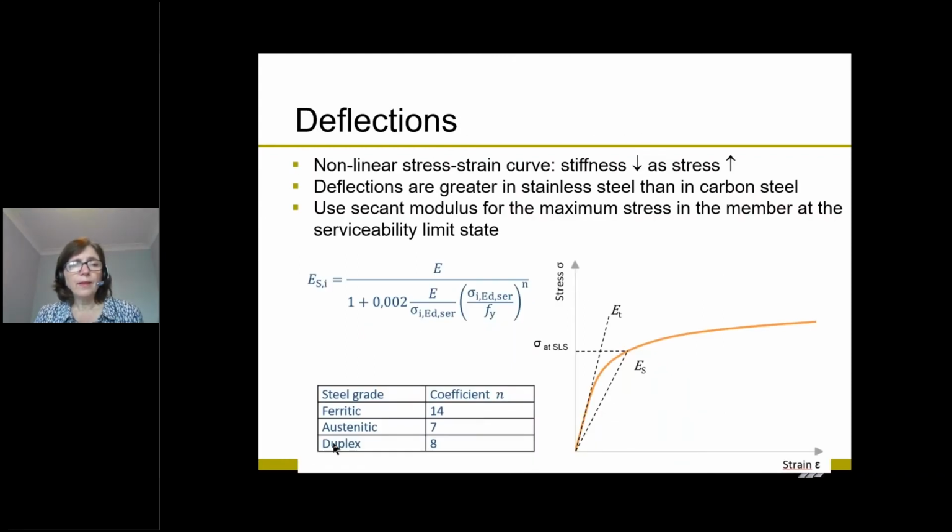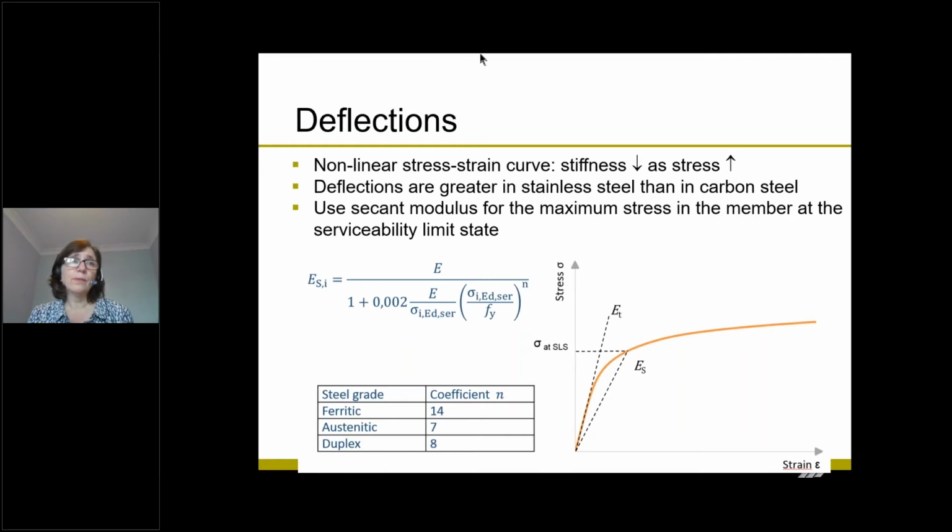Now you're probably thinking about deflections given the shape of the stress strain curve. And yes, because the stress strain curve is non-linear, there will be a reduction in stiffness as stress increases, and you would expect slightly greater deflections in stainless steel.